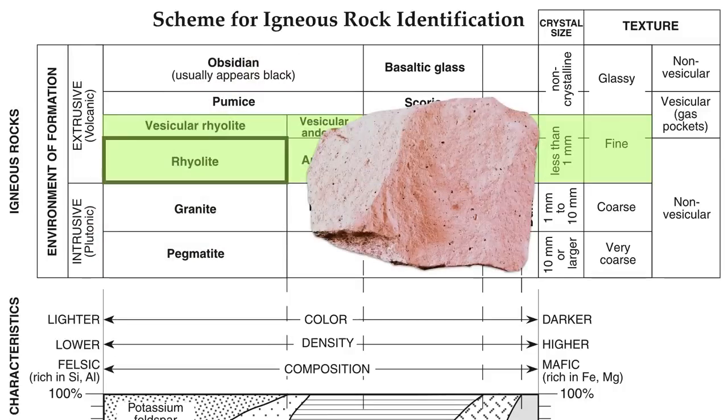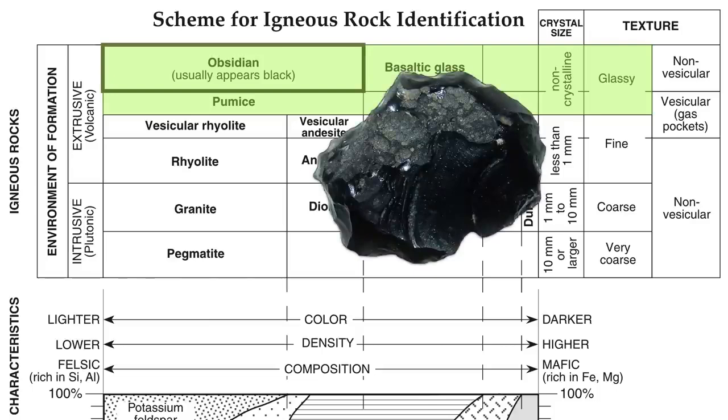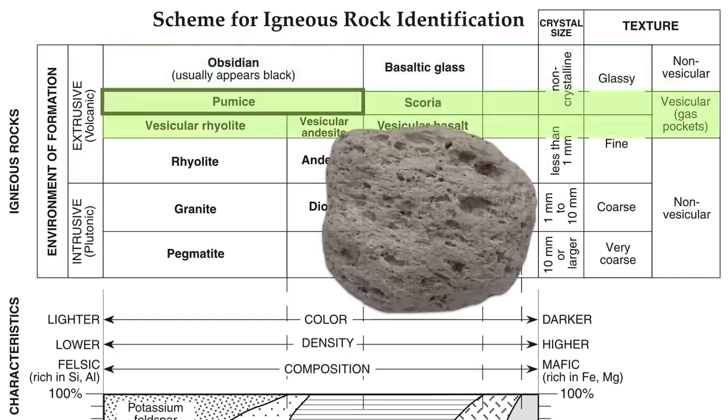Notice the crystals are very small, almost impossible to see. We also have rocks that cool so quickly that the crystals are impossible to see. In fact, they're non-crystalline or glassy rocks like this obsidian. Sometimes lava cools quickly enough for little air bubbles to be trapped inside. These rocks are referred to as being vesicular, like this sample of pumice right here.